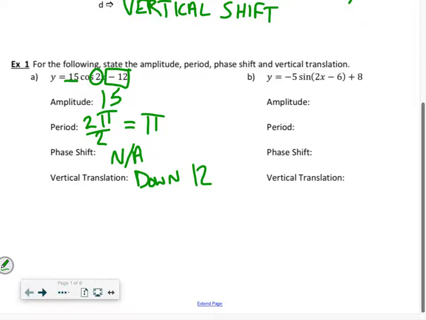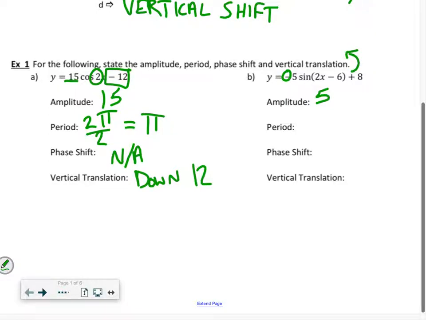All right, over here our amplitude, that negative doesn't have anything to do with our amplitude. The amplitude is just how far it is from the top to the bottom divided by 2. That negative is just going to flip the way we start the graph. So the amplitude here is still 5. Now the period's a little bit harder.